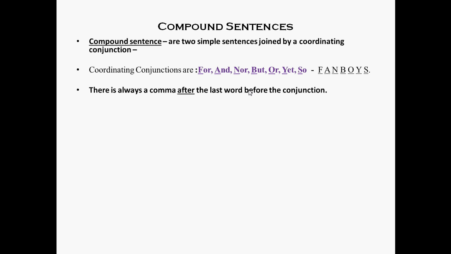There's always a comma after the last word before the conjunction. Let's take a look. The college teams work hard in English. There's my coordinating conjunction. They enjoy math. The college teams work hard in English, and they enjoy math. On both sides of that sentence, I have a subject and a verb. So you have a subject and a verb here, and a subject and a verb here, joined by the coordinating conjunction, and there's your comma.